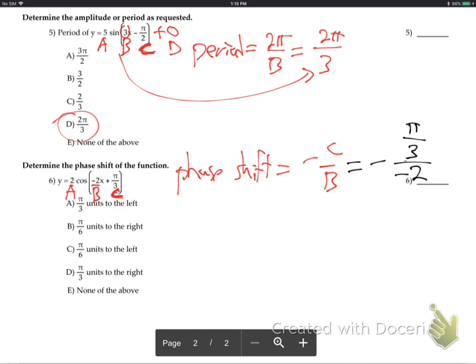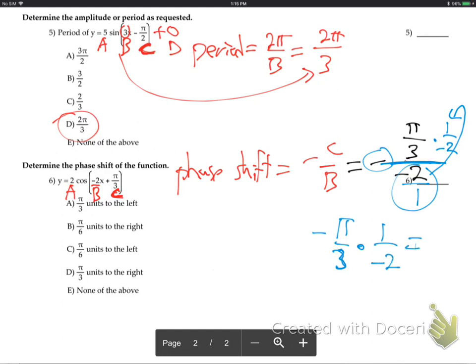Good? And now, how do we deal with a fraction over a fraction, or a fraction over a whole number? Multiply by its inverse. Dividing is upside down multiplying. So I take that -2 over 1, grab it and flip it up. It's times 1 over -2. You with me? Don't forget about this minus in the front. Minus pi over 3 times 1 over -2. Everybody good so far? Two negatives are positive. Pi over 6. Positive pi over 6.